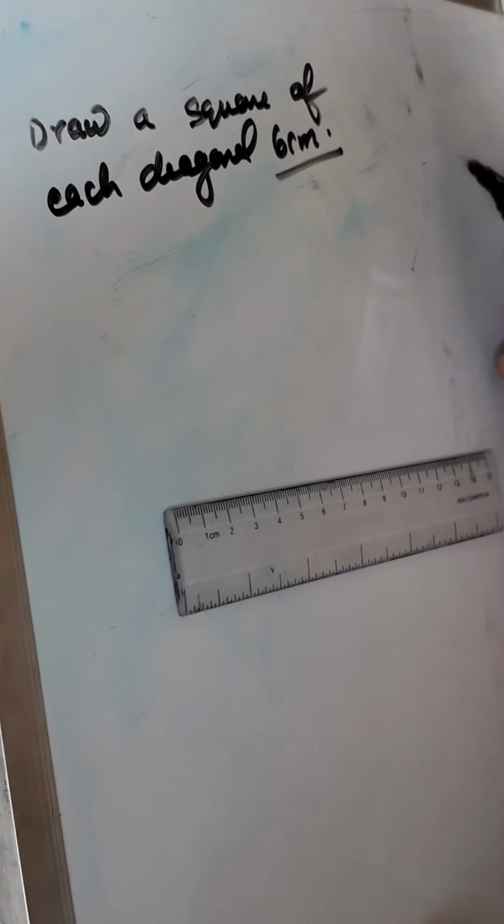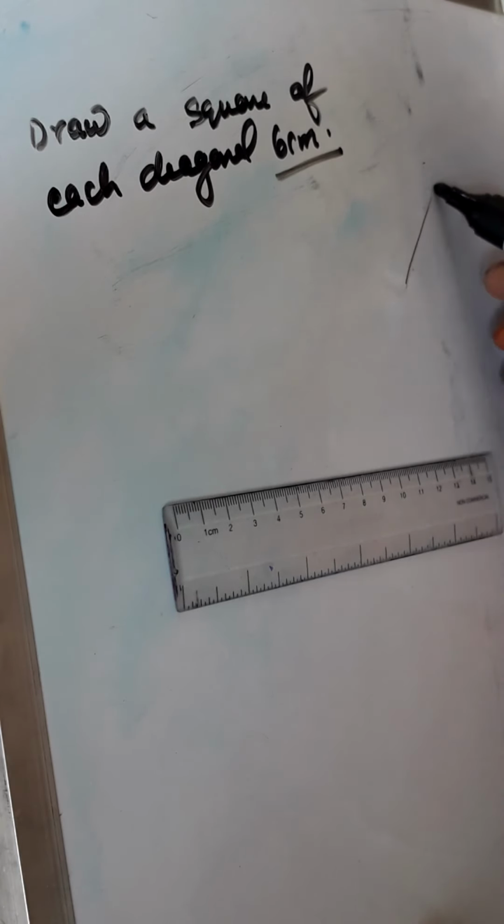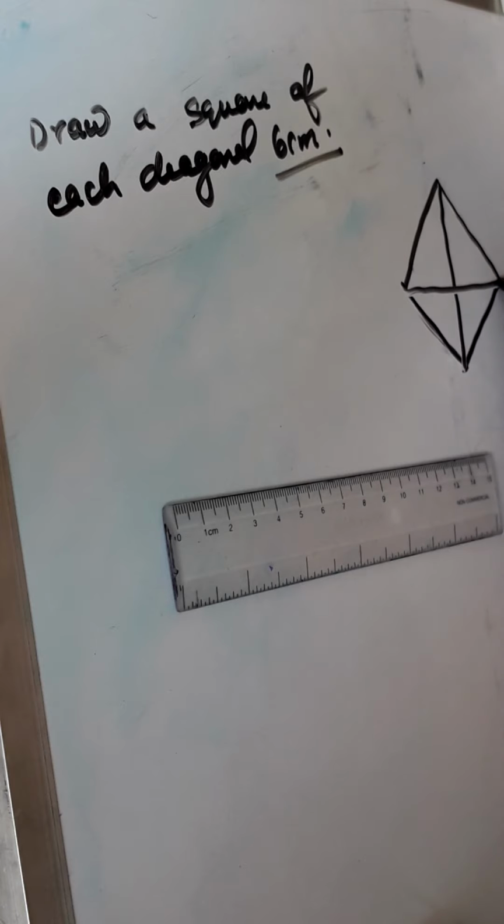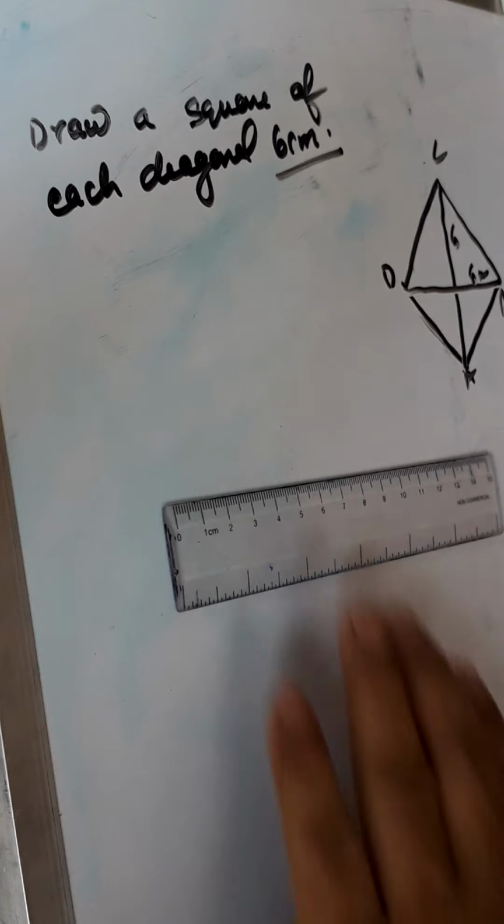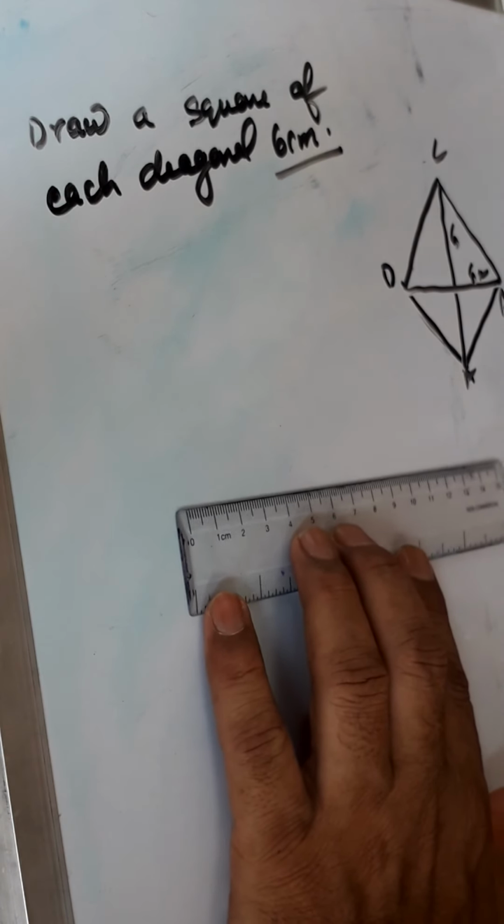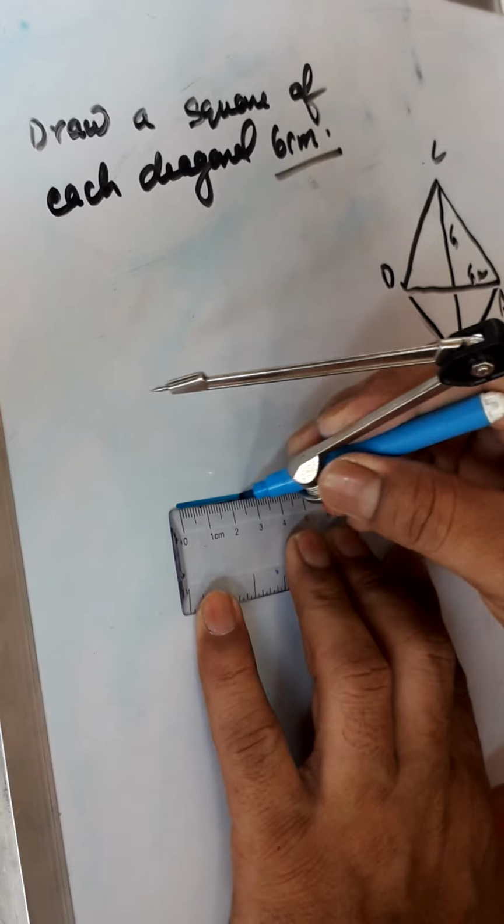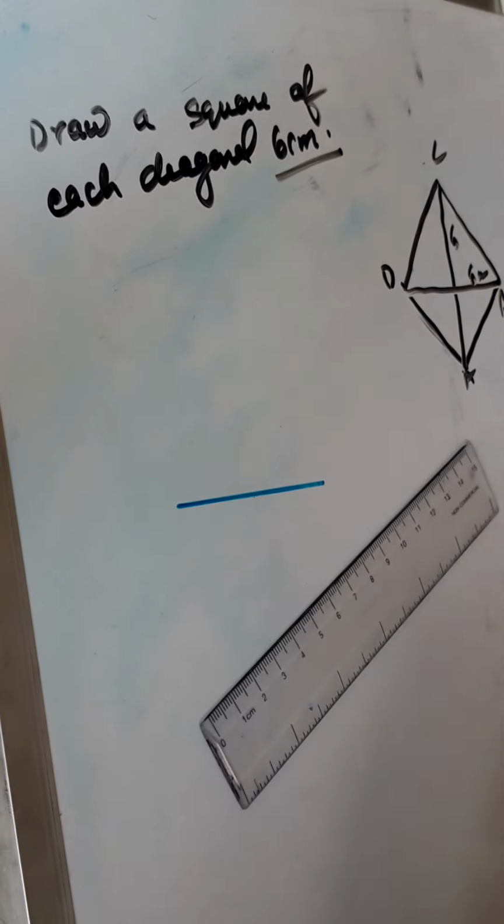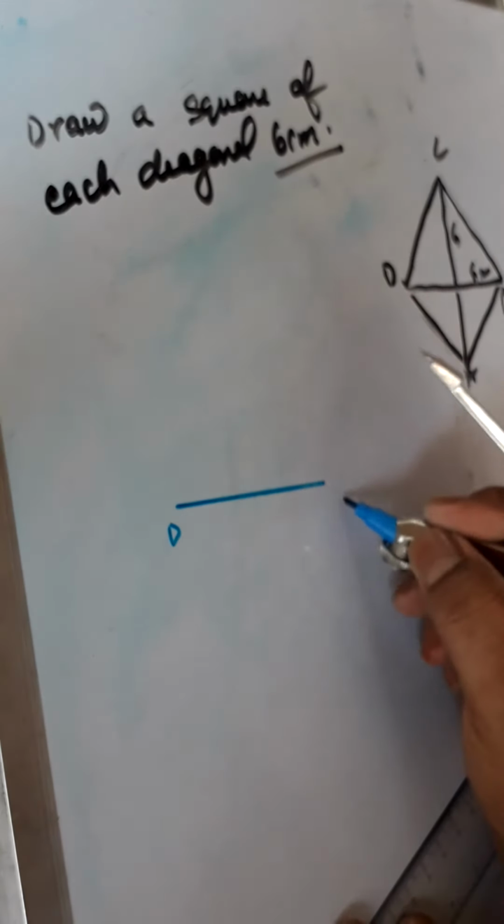We will have a square like this. Here each side of square have same measurement A, B, C, D. Here diagonals are also equal, they are of 6 centimeter. Let us start the construction. We will take a line segment of 6 centimeter here. Now let it be DB.